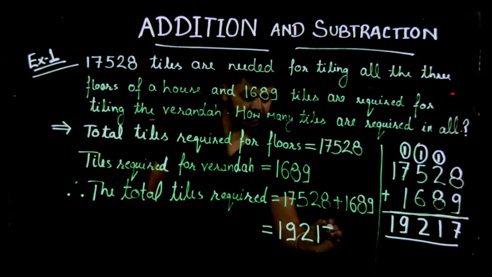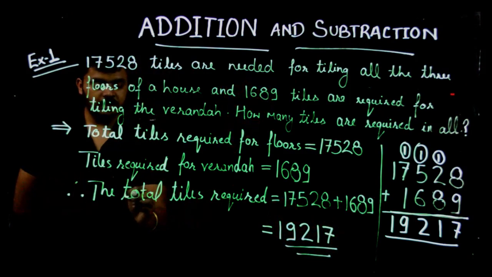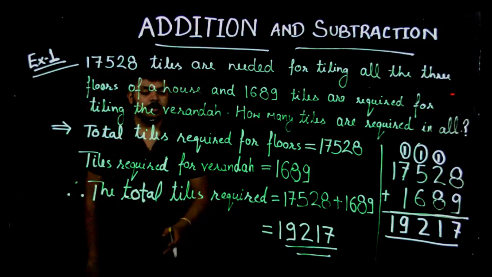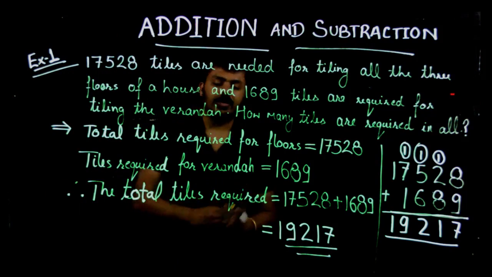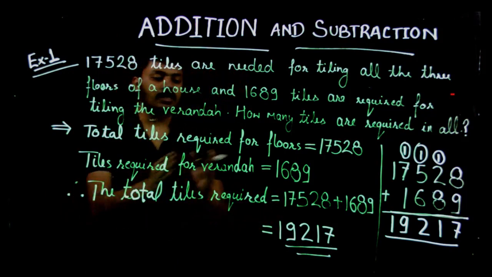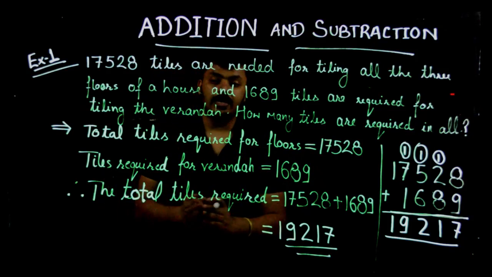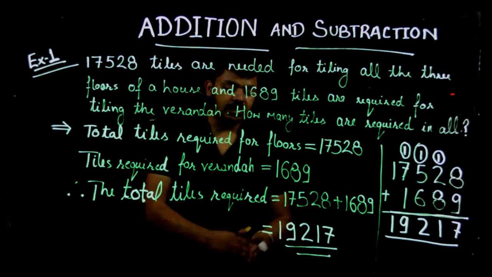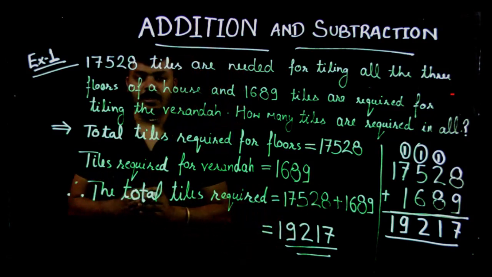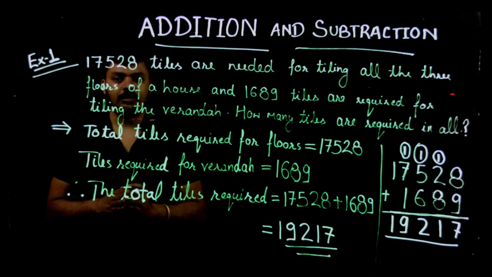So the total tiles required are 19,217 tiles. So students, the total tiles required are 19,217. We have added the tiles required for the floor and the tiles required for the veranda, and the total after adding we get is 19,217. That is our total tiles required.